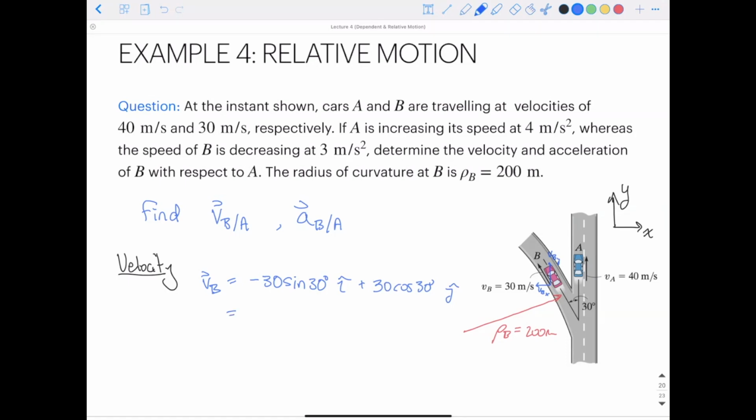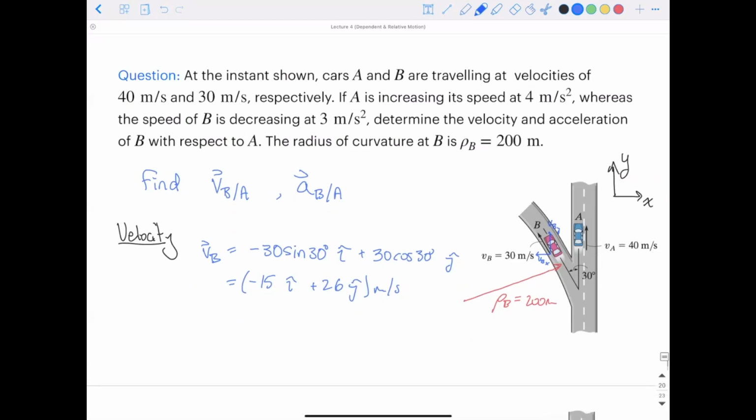And if we calculated that, we would get -15 I plus 25.98, so let's just say 26 j meters per second. So velocity at A is pretty straightforward. It's just traveling along the y-axis, so we don't have any x component. We just have 40 j meters per second.